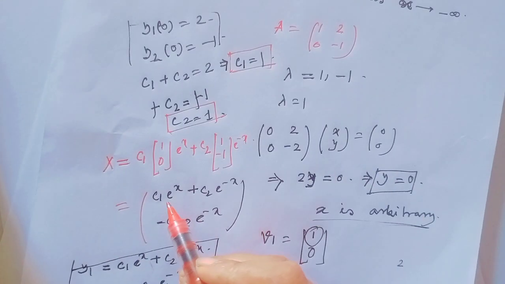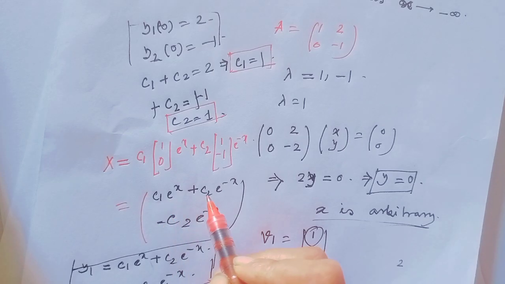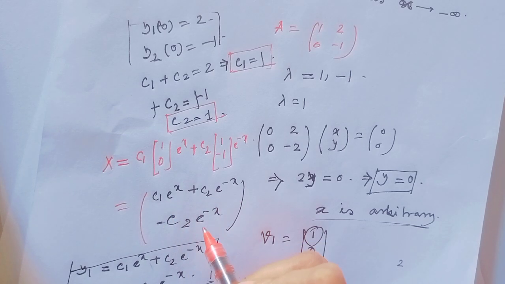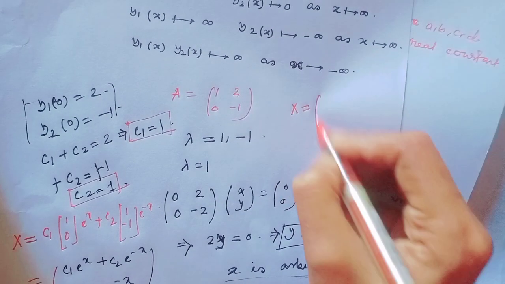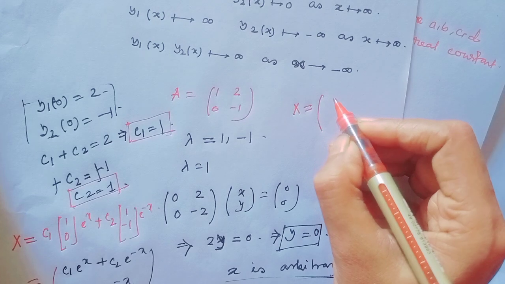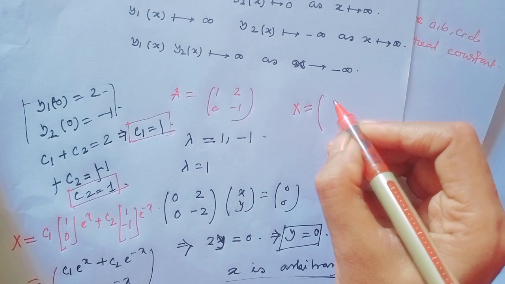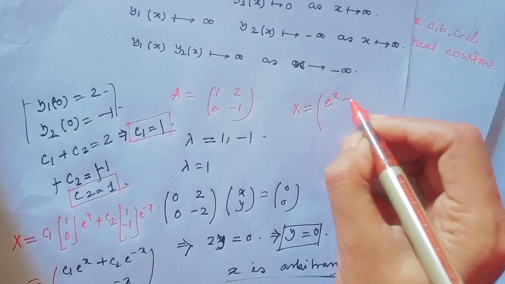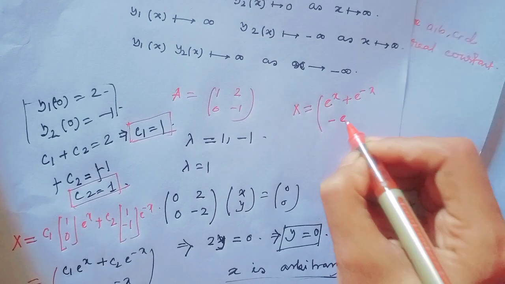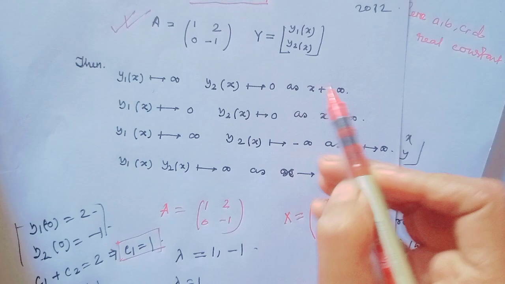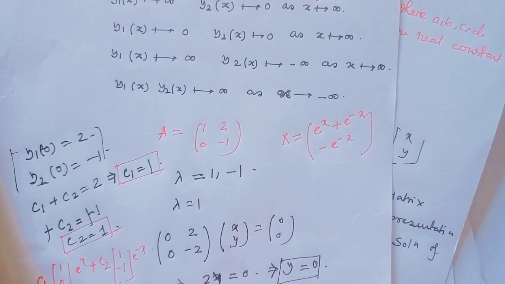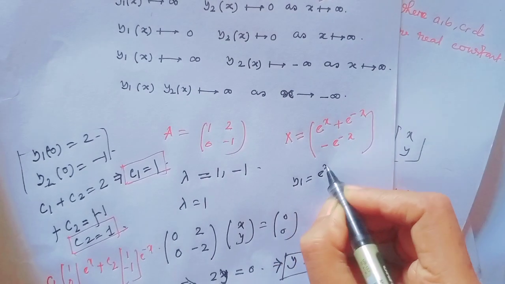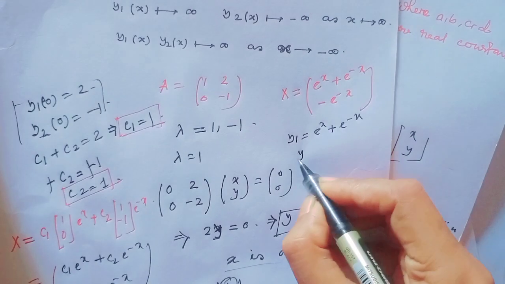Therefore, the solution would be X equal to (e to the power x plus e to the power minus x, minus e to the power minus x), since the values of c1, c2 are 1. The condition is when x tends to infinity, where y1 equal to e to the power x plus e to the power minus x and y2 equal to minus e to the power minus x.